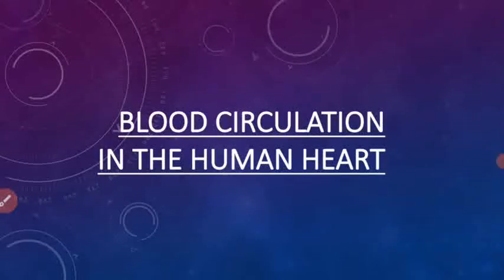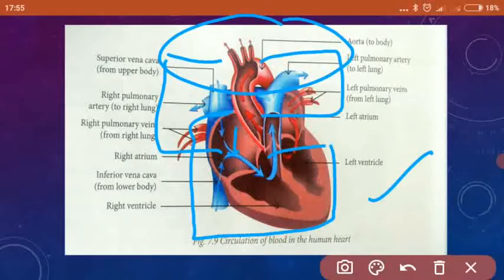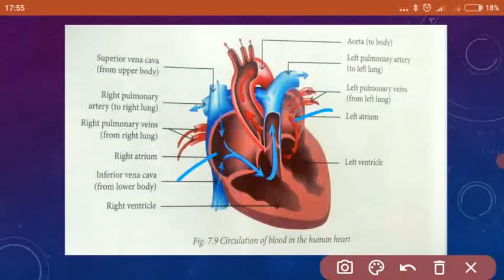Today we are going to study about blood circulation in the human heart. We all know that blood is circulated by the pumping action of the heart, isn't it? The atria and ventricles of the heart, you all know what the atria and ventricles are? Yes, they contract rhythmically to make the blood flow, and where? Into the lungs and into the body. Okay, so how does it happen? Let us see it in detail.